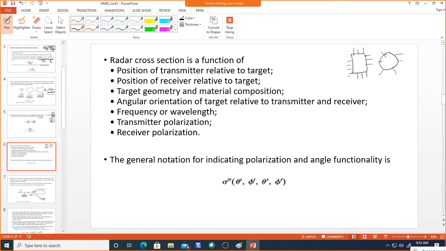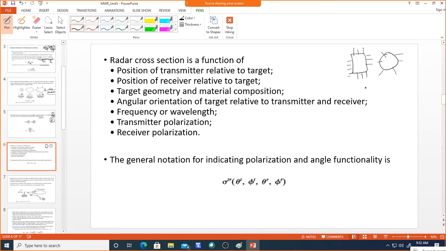And as I said, material composition may be non-conductive material or conductive material, or it may be semiconductive material. It will be application specific. This is one of the major problems we can address, and we can even work on this: what material compositions can reduce the RCS of the device, in order to effectively design our system. And also the angular orientation of the target relative to the transmitter and receiver. How the target is oriented is also important.